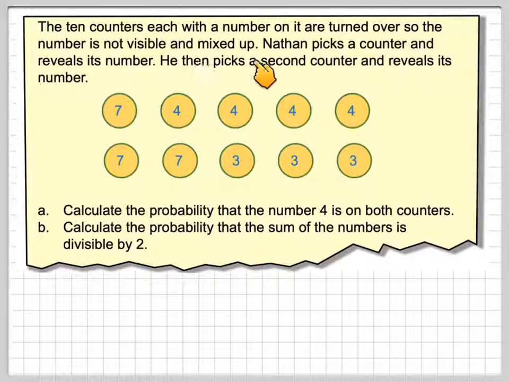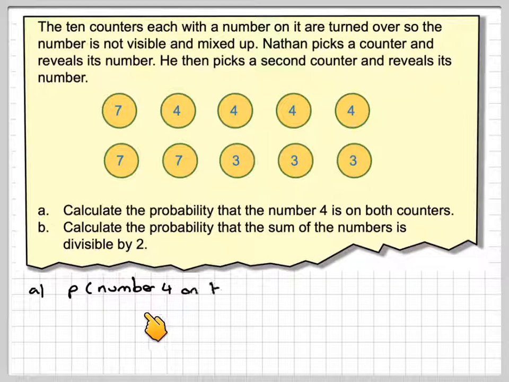The 10 counters, each with a number on it, are turned over so that the number is not visible and mixed up. Nathan picks a counter and reveals its number. He then picks a second counter and reveals its number. A. Calculate the probability that the number 4 is on both counters. And B. Calculate the probability that the sum of the numbers is divisible by 2.